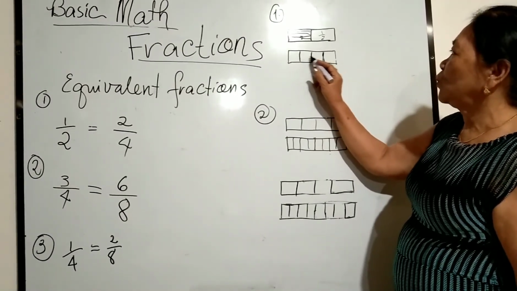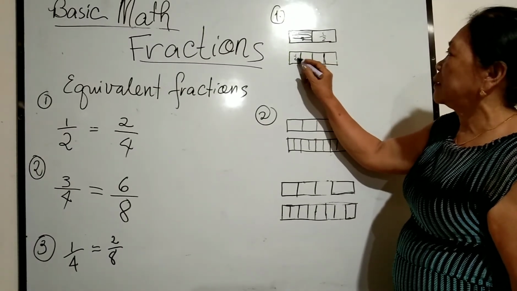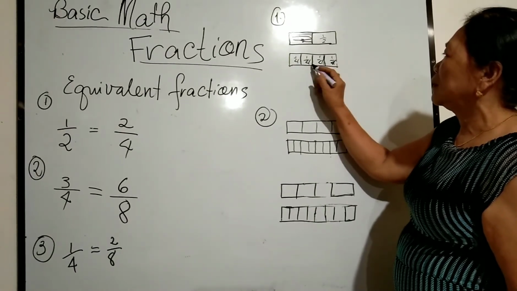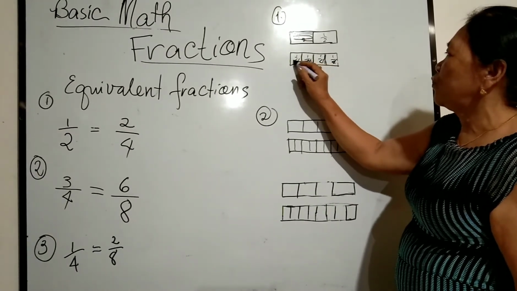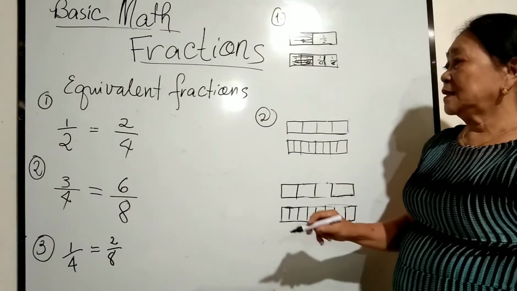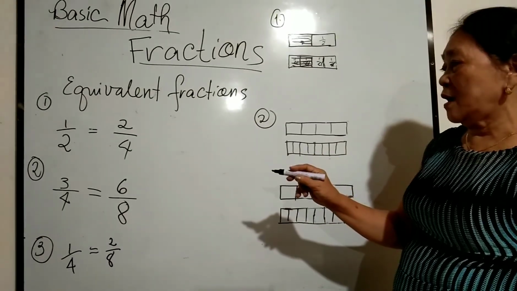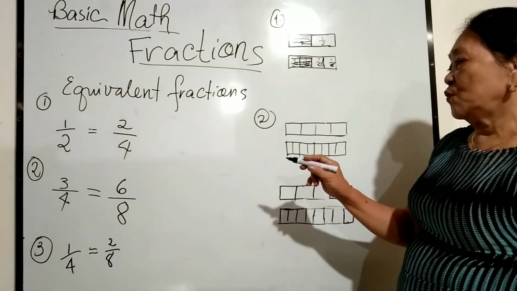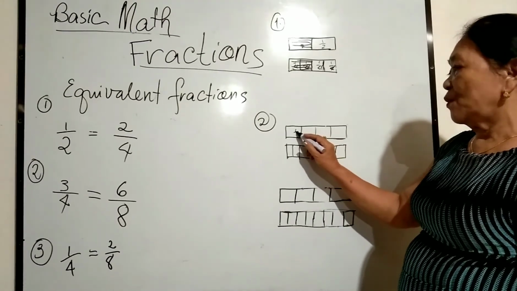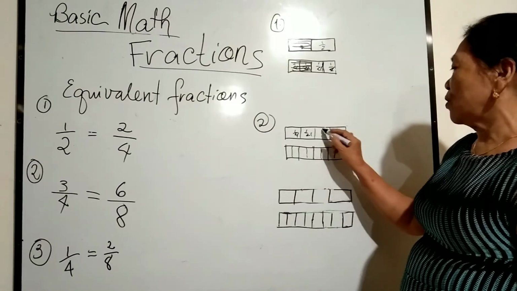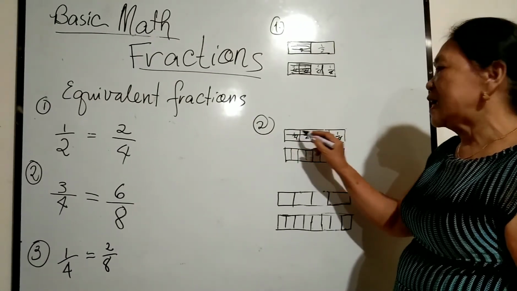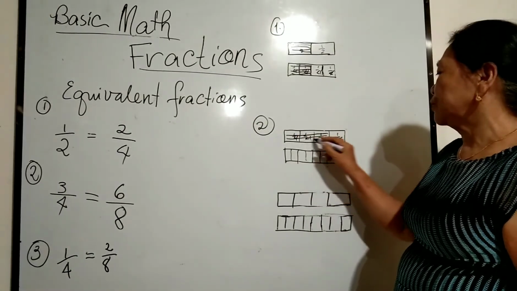We have 1, 2, 3, 4. This is 1/4, another 1/4, another 1/4, another 1/4. I have to shade the 2/4. Look, they're equal. See? And the second one is 3/4 equal to 6/8. This is 1/4, 1/4, 1/4, 1/4. The shaded region is 3/4.